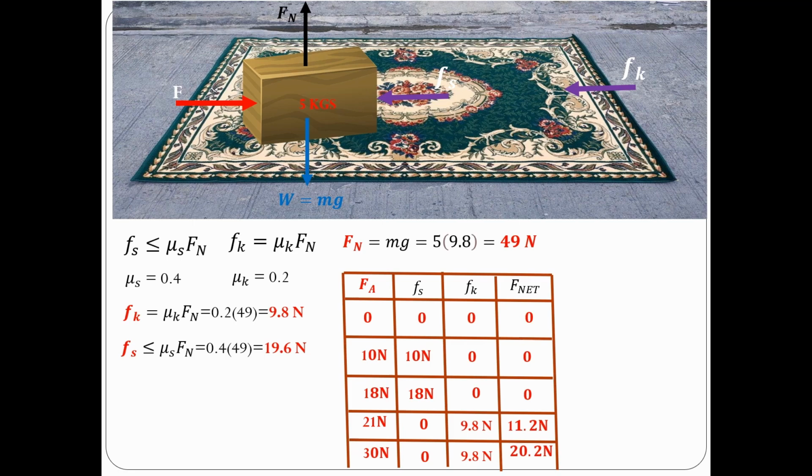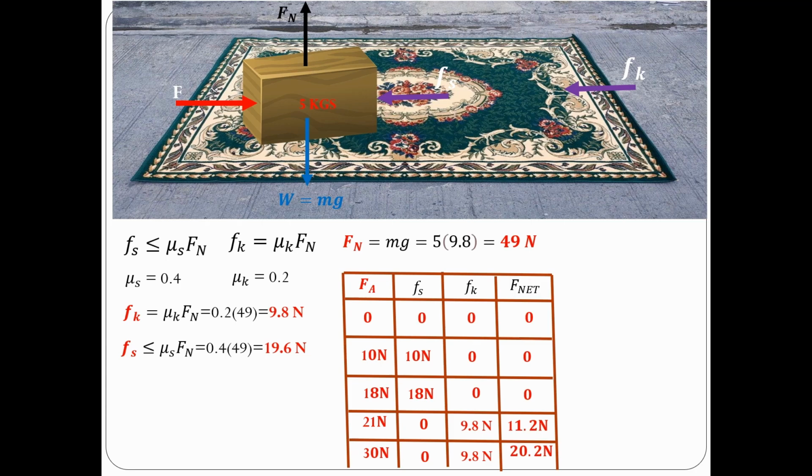Let's say you apply a force of 21 newtons. Now the box begins to slide, and so there is no more static friction because the surfaces are sliding past each other. But there is kinetic friction which is always 9.8 newtons. Once the box begins to slide, it means that the net force is 21 minus 9.8, which will give you a net force of 11.2 newtons.